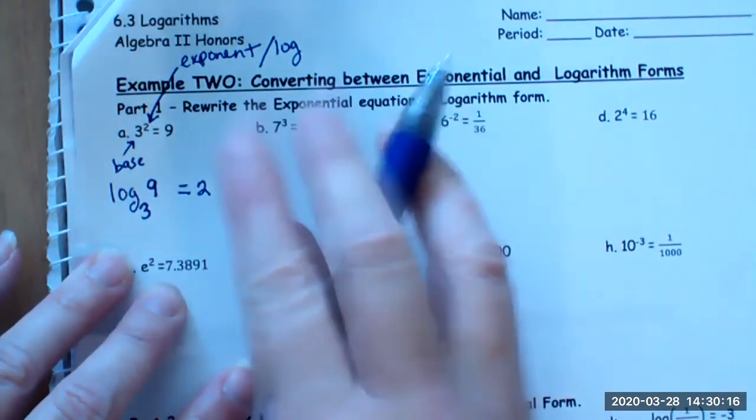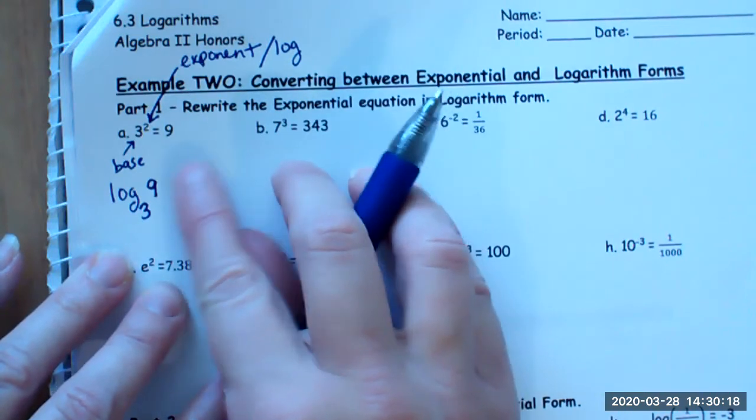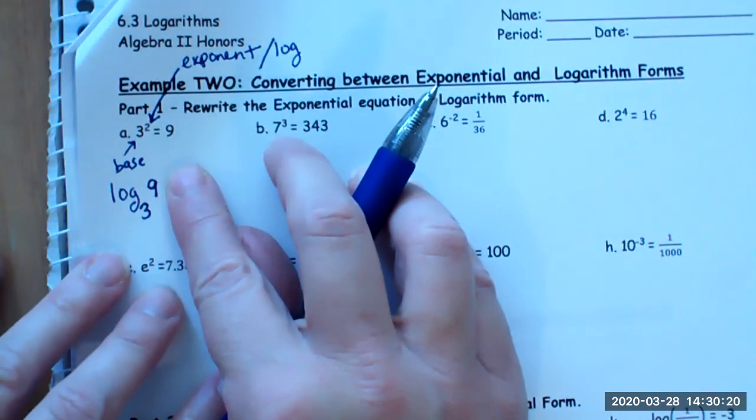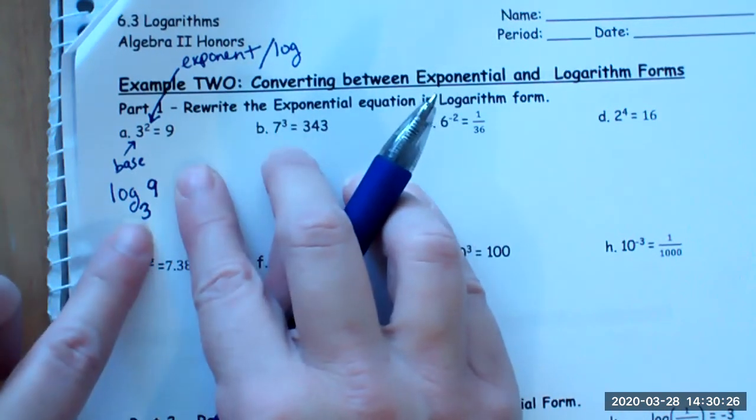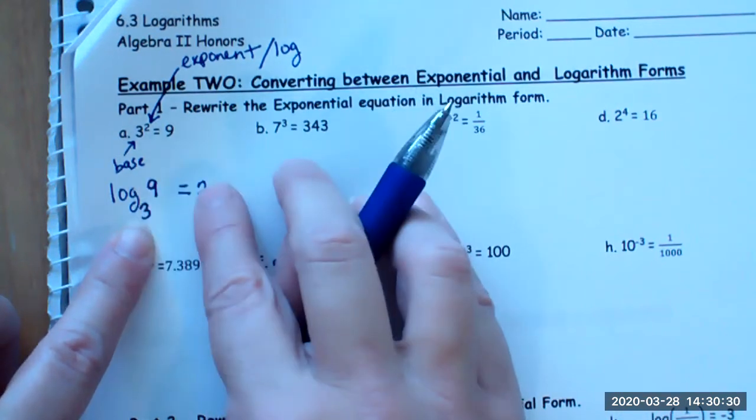And again, later on, we're going to be looking at evaluating. You're going to have to take an expression like this and be able to figure out that the answer is 2. Because we say to ourselves, what number do we have to raise 3 to get 9? And the answer is 2.